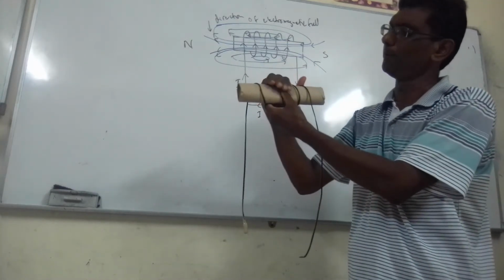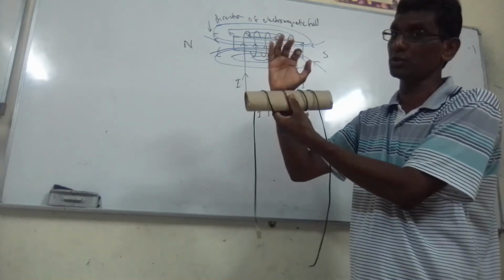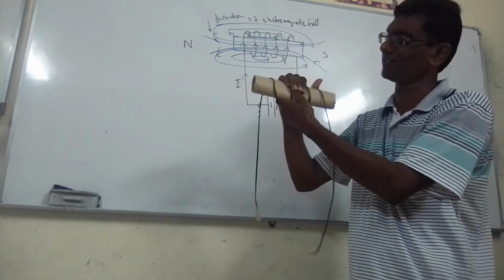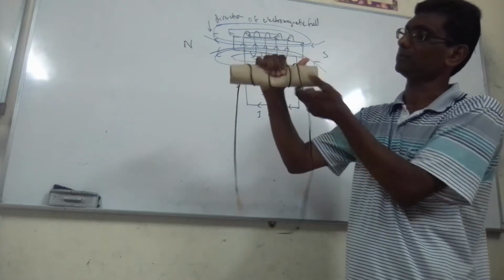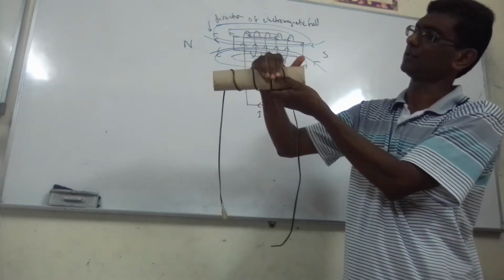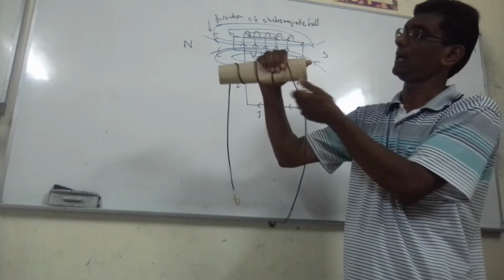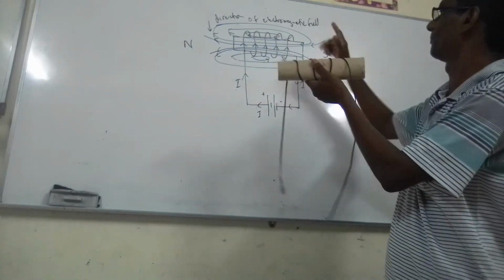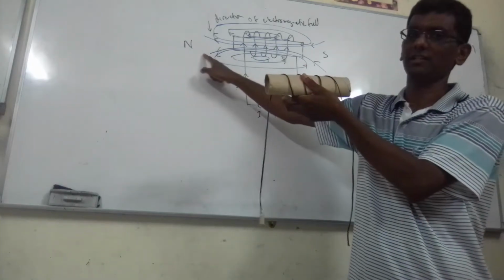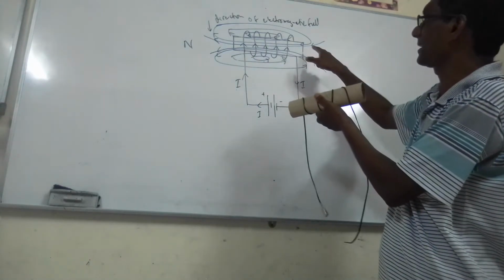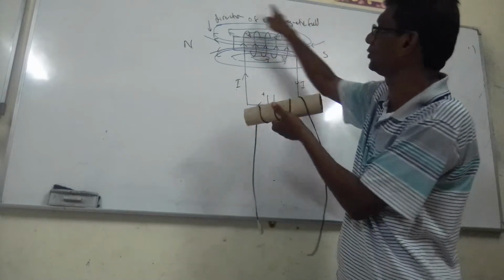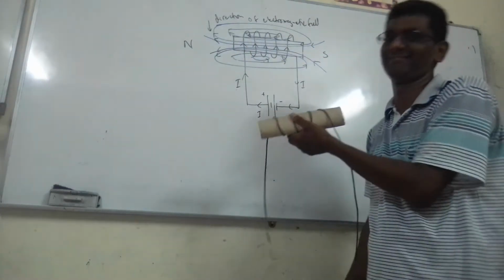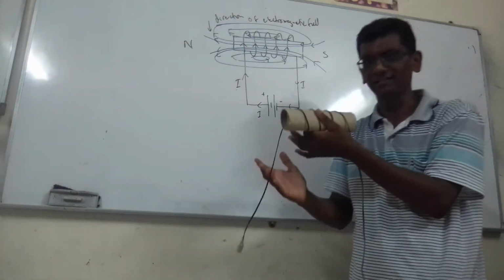So the grip rule: the forefinger shows the direction of current. Current is in this direction, and the thumb shows this direction. So the north pole is this direction, and the south pole this direction. So the electromagnetic field direction is from north to south, this direction. So can you understand? Okay.